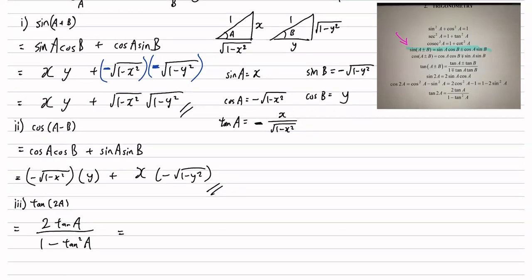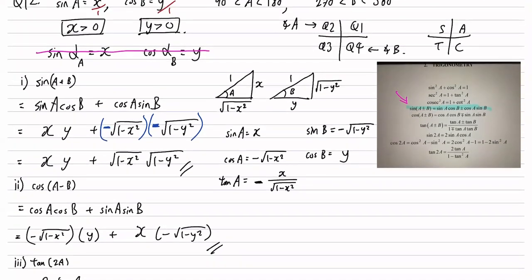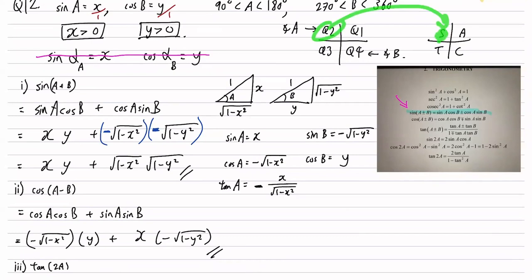Very good. Yes, because angle A is in quadrant 2. Only sine is positive, so tangent must be negative. Okay, very good. Then just sub in.